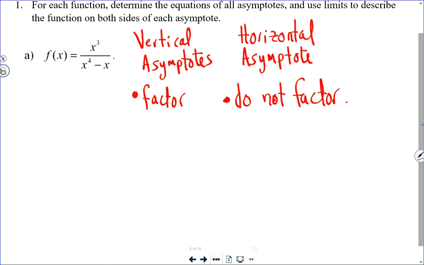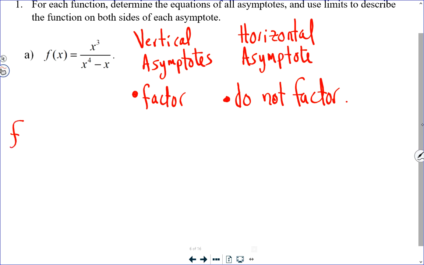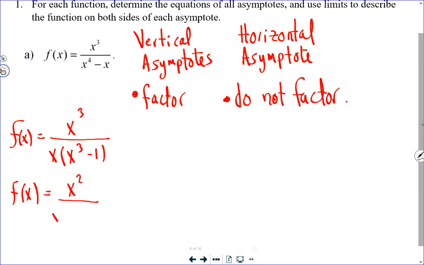Well, let's find our vertical asymptotes first. We want to express the function in factored form, which would be x cubed over, now I can factor an x out of the denominator and have x cubed minus 1. And what we see is there's a factor of x in the denominator, and there is also a factor of x in the numerator, which means I can cancel an x out of the numerator and denominator and be left with f of x equals x squared over x cubed minus 1.